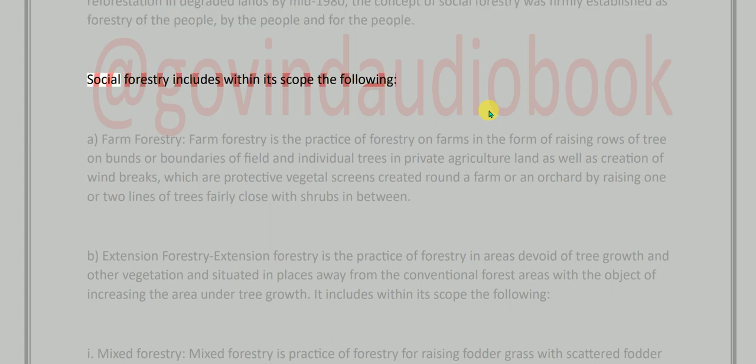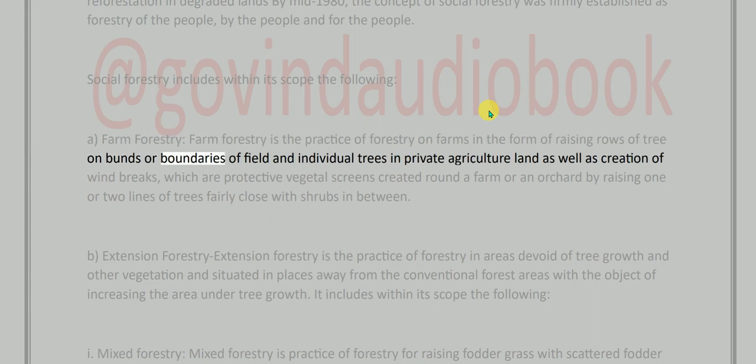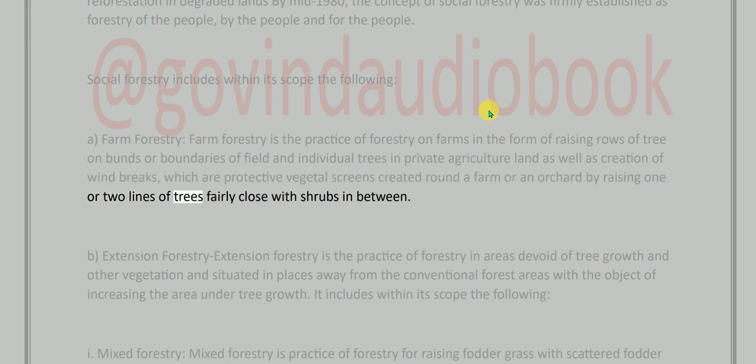Social forestry includes within its scope the following. A. Farm forestry. Farm forestry is the practice of forestry on farms in the form of raising rows of trees on bunds or boundaries of fields and individual trees in private agricultural land, as well as creation of windbreaks, which are protective vegetal screens created around a farm or an orchard by raising one or two lines of trees fairly close with shrubs in between.